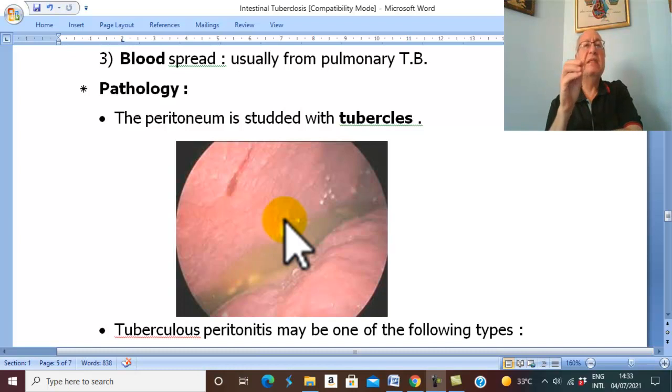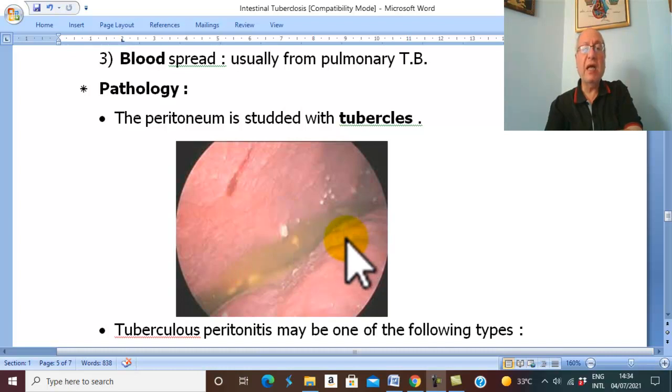direct spread from TB salpingitis, which is the commonest cause in females, or spread from TB enteritis or lymphadenitis. Lymphatic spread to the peritoneum from the intestine or from the pleura. Blood spread from pulmonary TB.